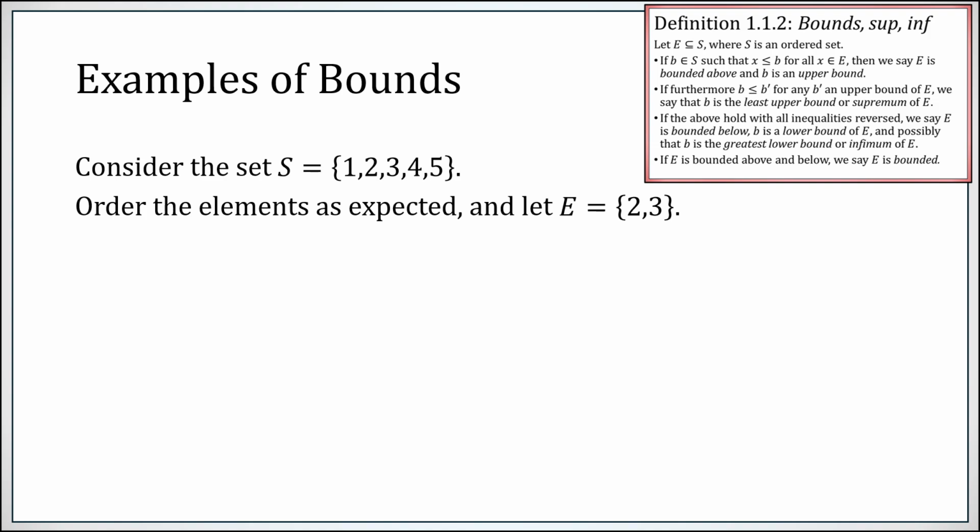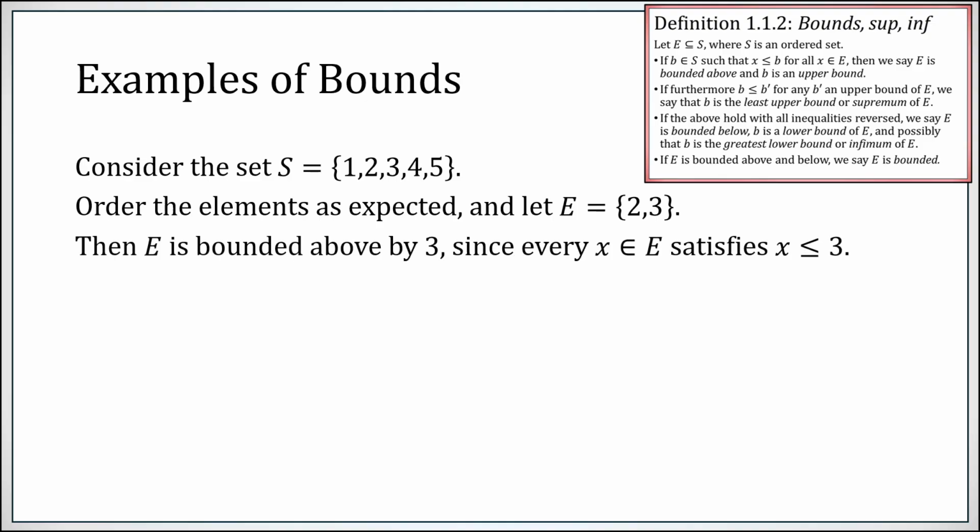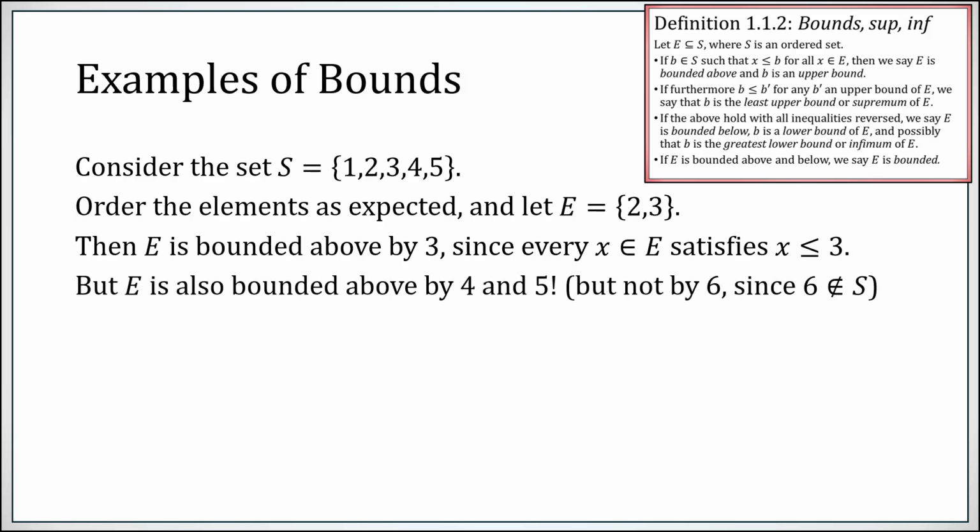Now consider the subset 2, 3. Now this set is bounded above by 3. Everything in the set is less than or equal to 3. 2 is less than 3, and 3 is equal to it. However, the set is also bounded above by 4 and 5. 2 and 3 are both less than or equal to 4, and they're both less than or equal to 5. Observe, however, that in this particular example, we can't say that 6 is an upper bound because our entire universe is just the numbers 1 through 5, so 6 isn't even up for discussion.